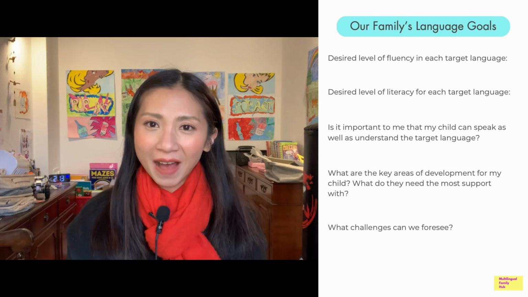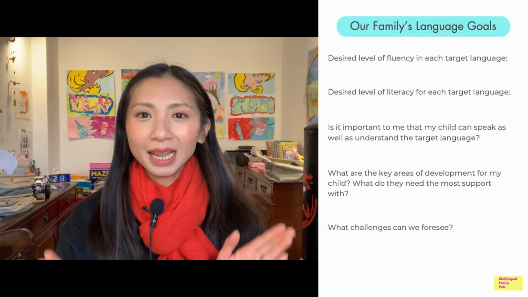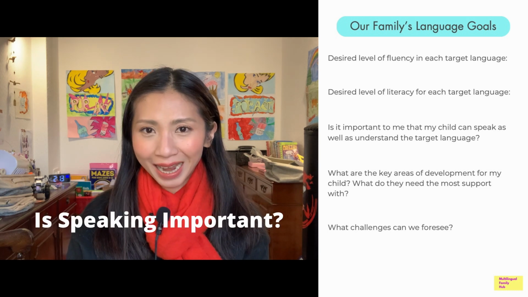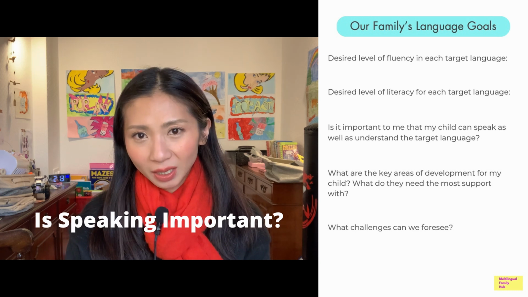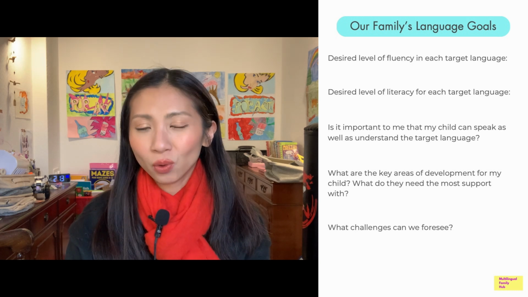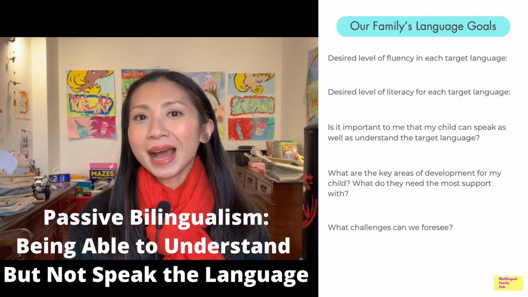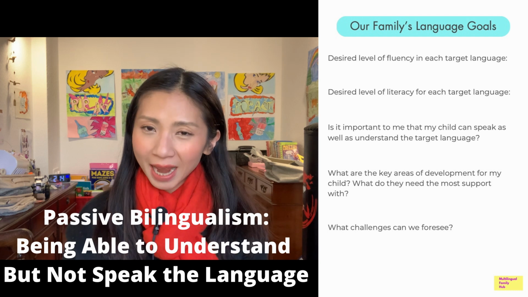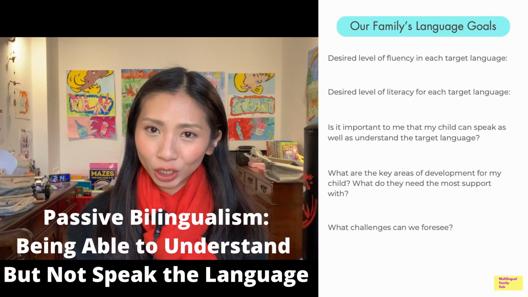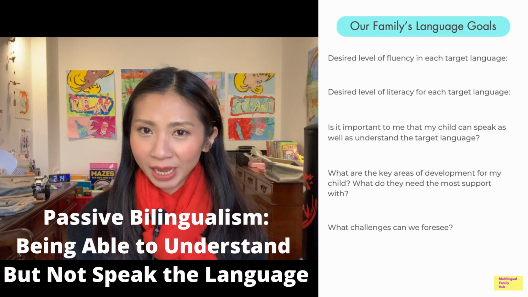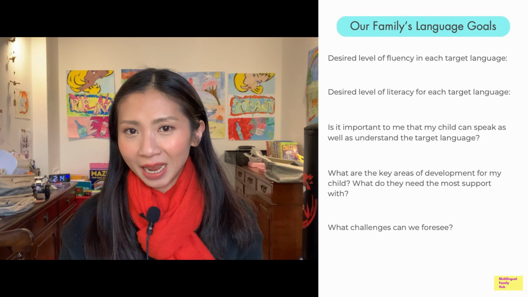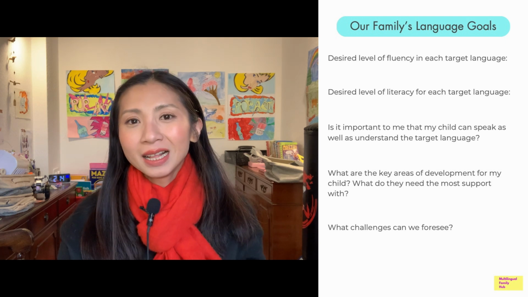Any goal is valid. Now the next question is, is it important to you that your child can speak as well as understand the target language? This is important because there's a form of bilingualism called passive bilingualism, where a child can understand the language but not speak it. This is a very common scenario in families where the minority language is spoken at home as a heritage language, but because of a lack of need to speak it, the child can understand it but not actively speak it. This is not a problem in itself, but it's something to be mindful of.